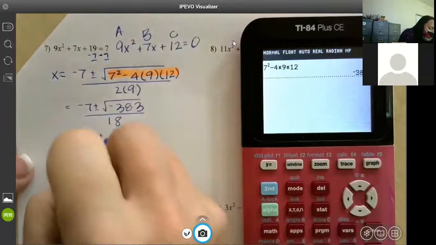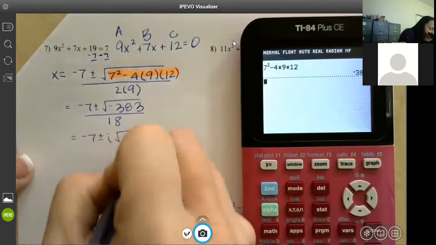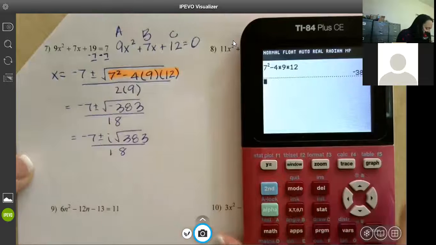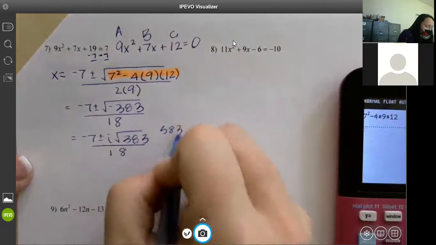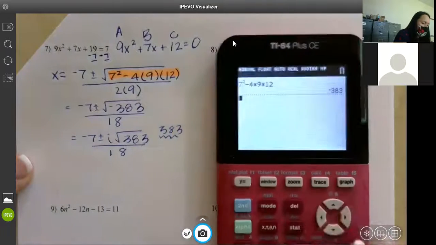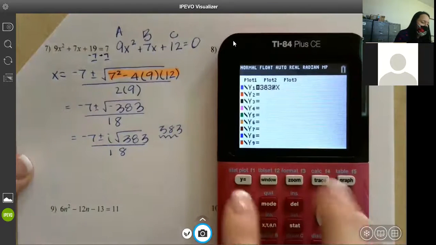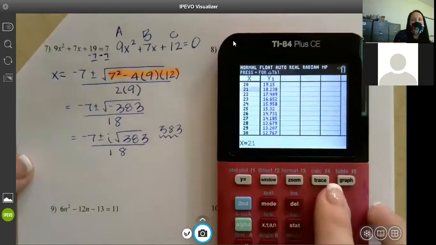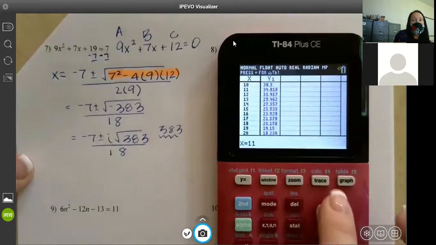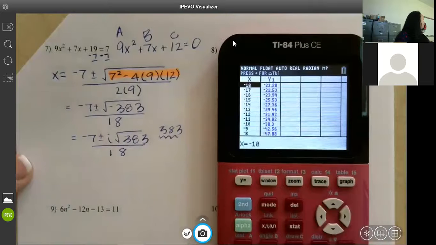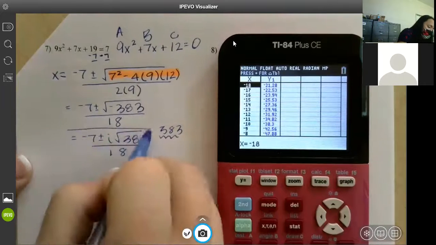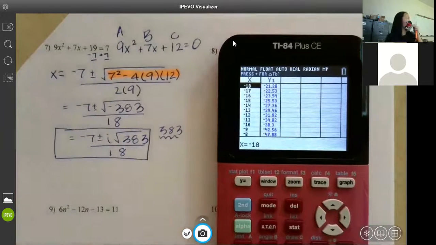Since it's a negative, I'm going to go ahead and pull out the i, and then I'm going to check 383. Let's see what I have. Do I see any whole numbers? 1 and 383, right? Everybody okay with that? This is as good as it gets. There's nothing that will break down. And that's okay. Sometimes you'll have huge numbers in there.